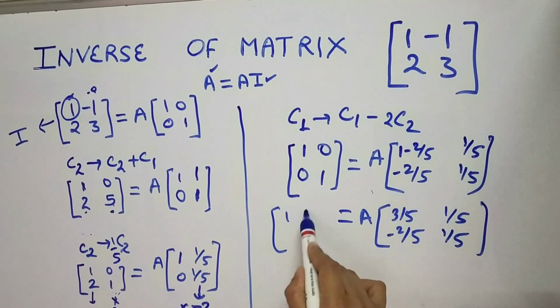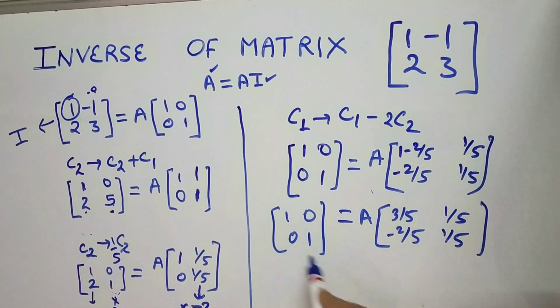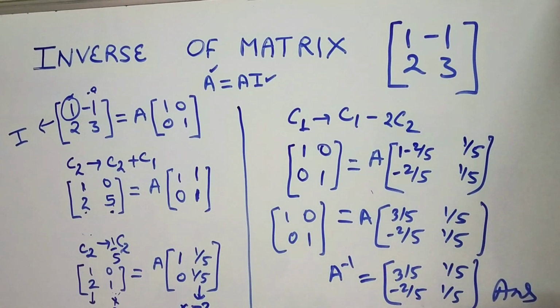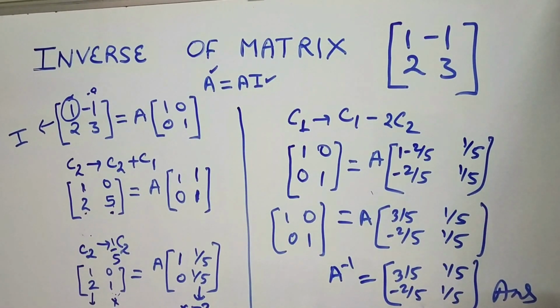So this is our A inverse. A inverse will be 3 by 5, 1 by 5, minus 2 by 5, and 1 by 5. That's our answer. So like this you can find the inverse using the column operation. Now it's your choice: either you can use the column operation or you can use the row operation.